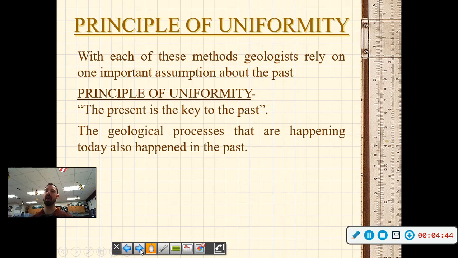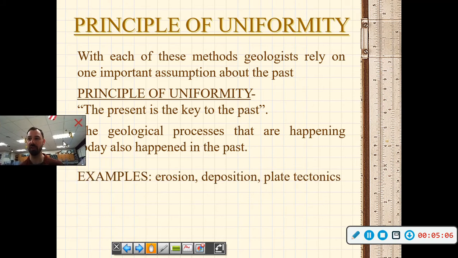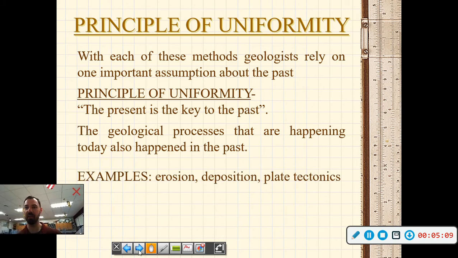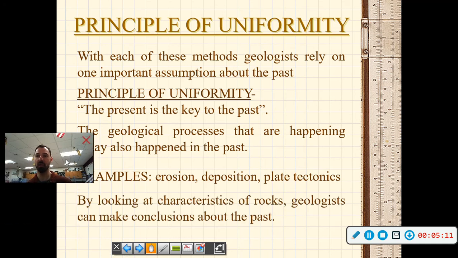In other words, by looking at what we know now, understanding the geologic processes that are happening today, we can better understand what happened in the past, because we have to piece this whole thing together. And the only way we can do that is to understand what happens now better, to relate it to the past. So erosion, deposition, plate tectonics, all things we figured out. By looking at these characteristics of rocks, geologists can make conclusions about the past. So we use what we know now to understand the past much better.